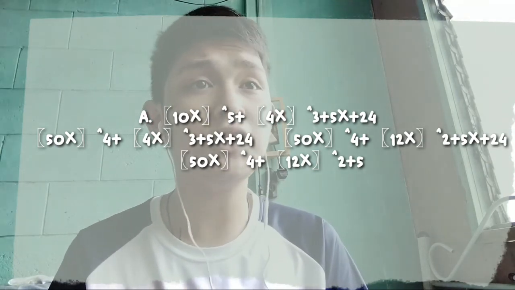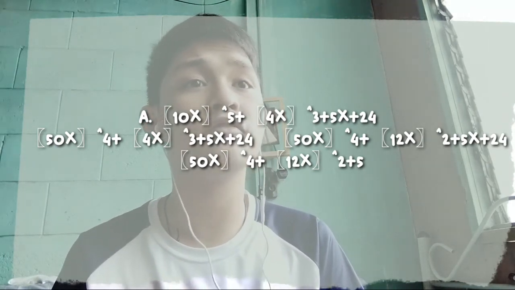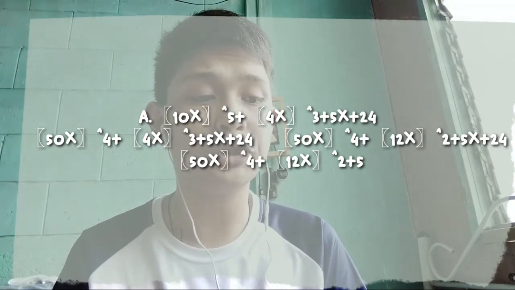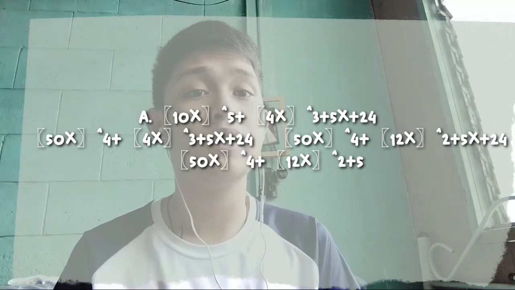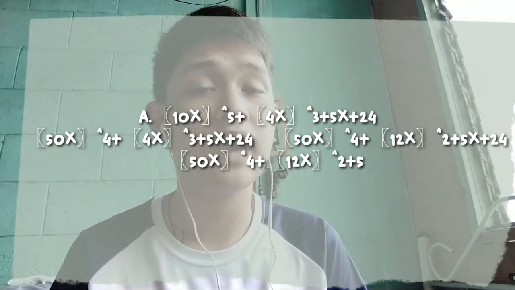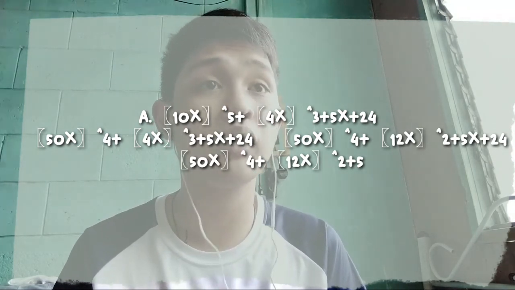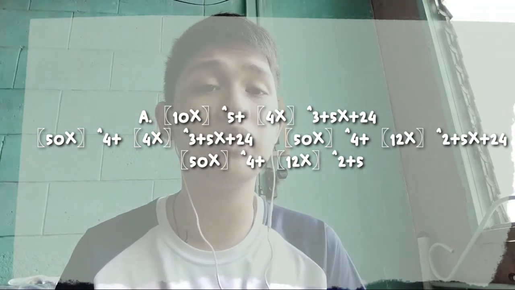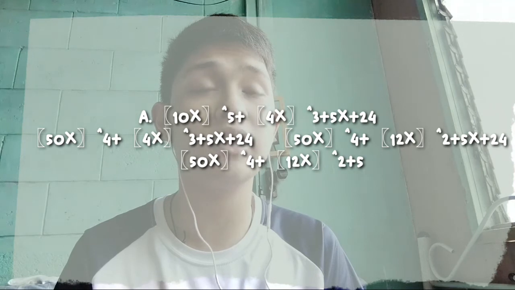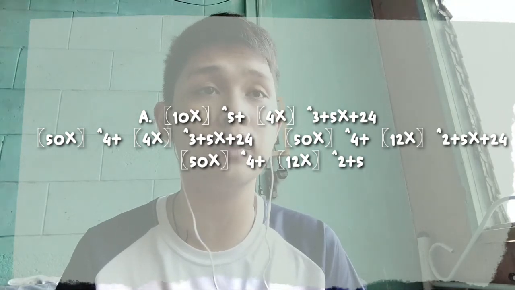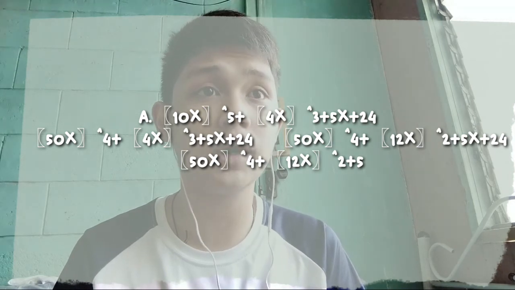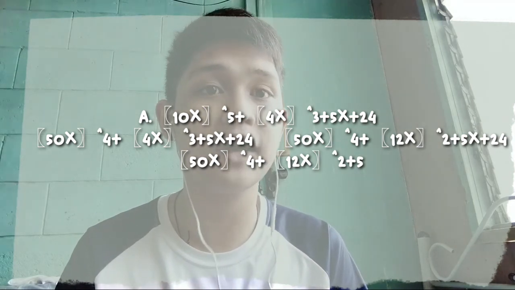And then the third term, 5x, we will have 5 because 5 times 1, which is the imaginary exponent of x, will be 5, and then the x will be omitted, so we will have 5. The number 24 in our equation will be omitted because it does not have any variable and exponent attached to it. Our final answer will be 50x raised to 4 plus 12x squared plus 5.